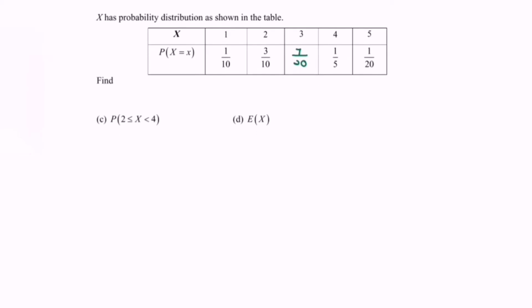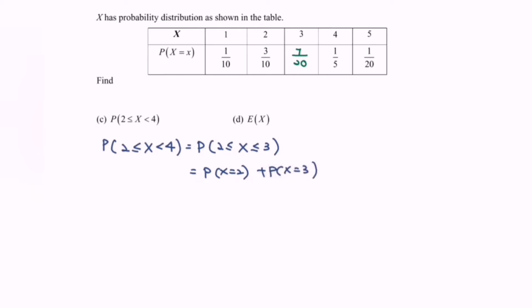Next, focus on C, where we have the probability that X is greater than or equal to 2 and less than 4. Since this is a discrete random variable, kindly modify the situation where we have the probability that X is greater than or equal to 2 and less than or equal to 3. So referring to the table, we have the probability that X is equal to 2 plus the probability that X is equal to 3. Kindly equate the denominator, where we have 6 over 20 plus 7 over 20. So we will have 13 over 20 for the probability that X is greater than or equal to 2 and less than 4.